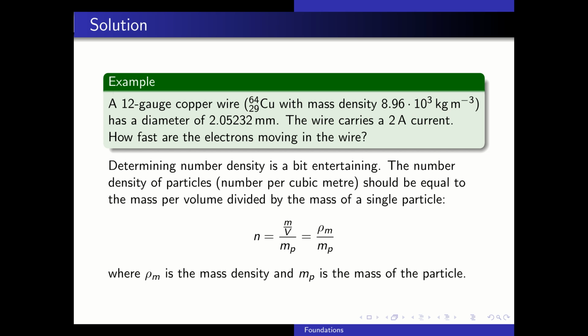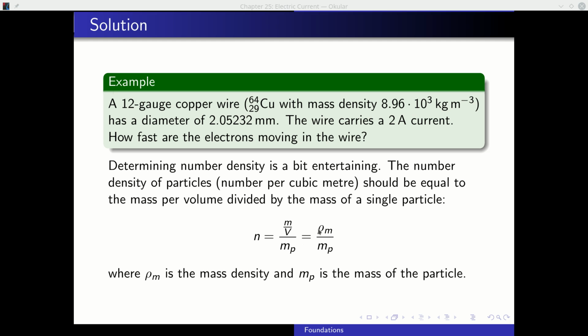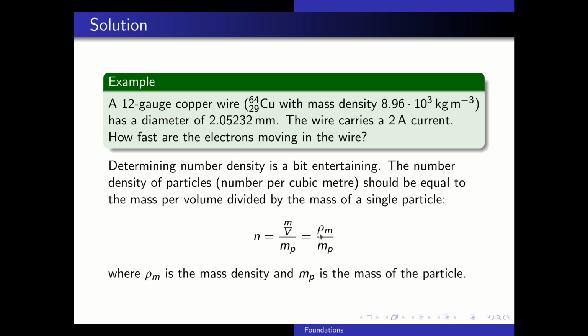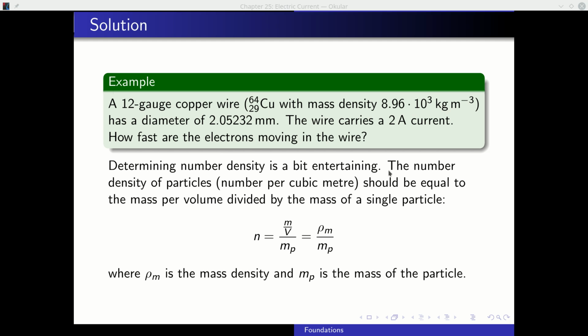Because we're working in terms of number density and not just number, we can work in terms of mass density and not just mass. So the number density is equal to the mass per unit volume, which is just the mass density rho, divided by m_p. I've subscripted this rho with an m to indicate that this is mass density and not resistivity. And m_p, of course, is the mass of the particle, the mass of the copper atom.